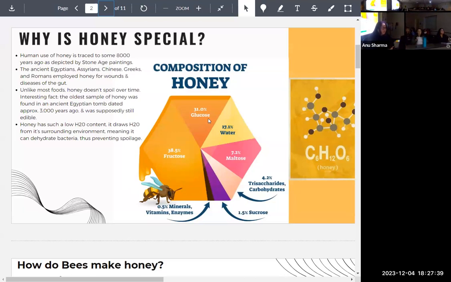it's 38.5% fructose, 31% glucose, 17.1% water, 7.2% maltose. There's trisaccharides, carbohydrates, 1.5% of sucrose, and 0.5% minerals, vitamins, and enzymes. This is the chemical formula for honey, which is 6 carbons, 12 hydrogens, and 6 oxygens.